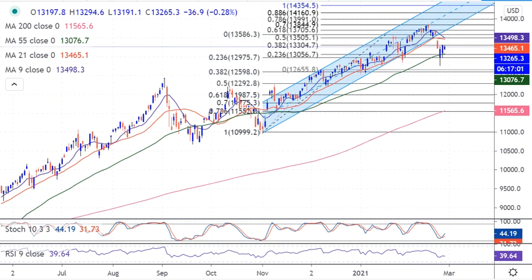So the moving averages have converged, or nearly converged. They're at 13,498 and 13,465. Look, however, at the stochastics. They have turned bullish. So if we can go above 13,304, we're in with a chance of getting back towards those moving averages, as well as that fib extension that's coming in at 13,505.